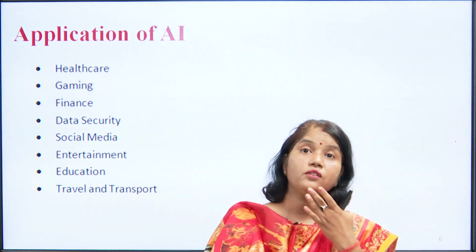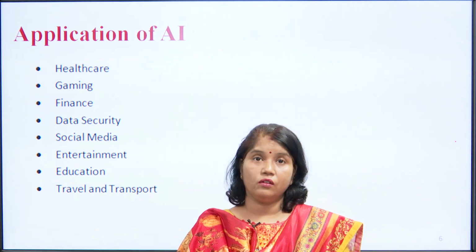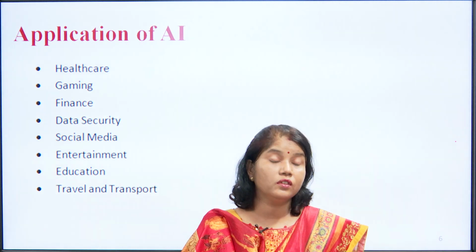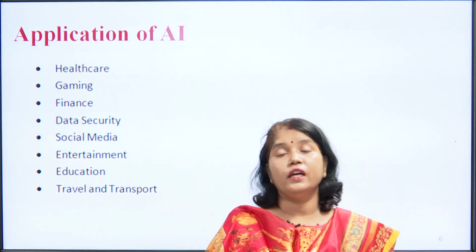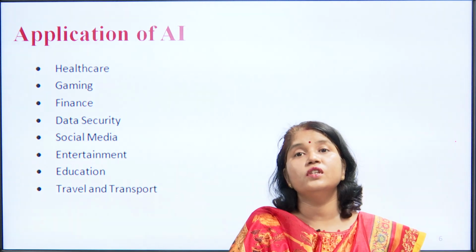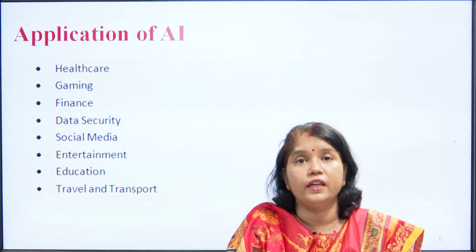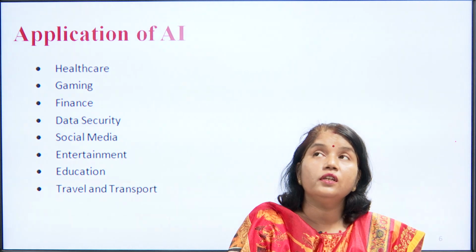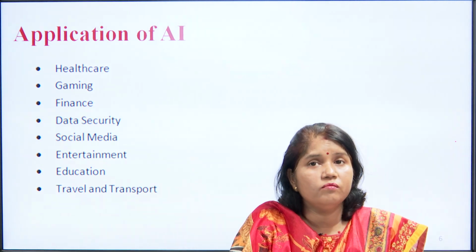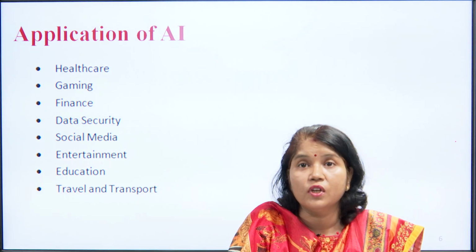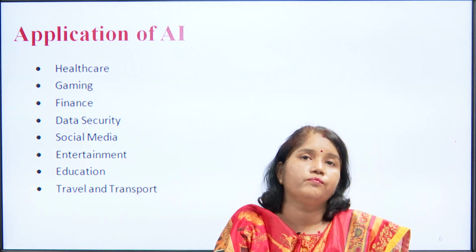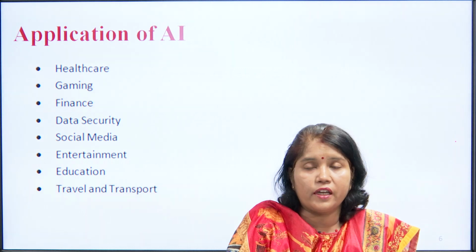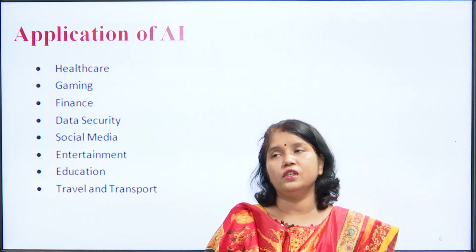Data security is what? Data security, obviously with the advance of technologies, data has become more secure. And then social media, you can see the example of how AI has captured it. So social media, you are all very used to Facebook, Twitter, Instagram, everything is acting based on artificial intelligence also.